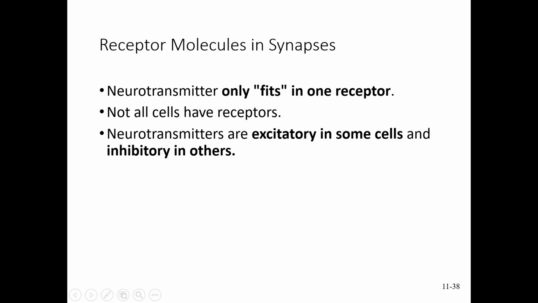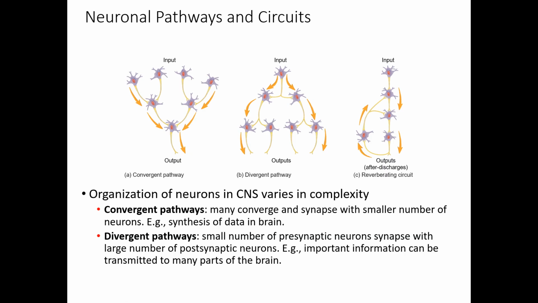A neurotransmitter only fits in one receptor, so every cell should have different receptors for different types of neurotransmitters. And neurotransmitters can excite some cells, cause change in them, and inhibit other cells, prevent any changes in them. There are different pathways depending on how cells are connected to each other, nervous cells.